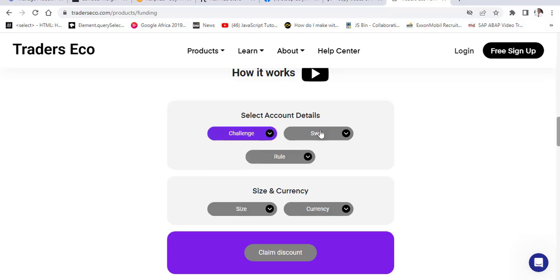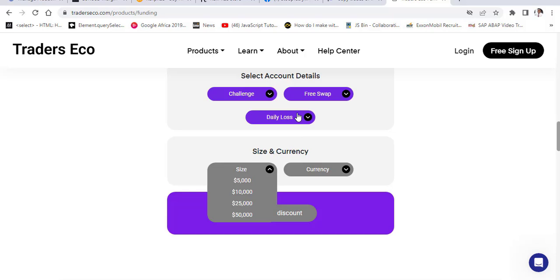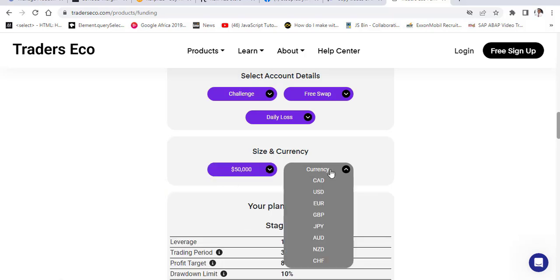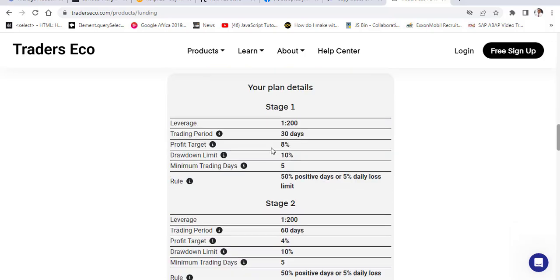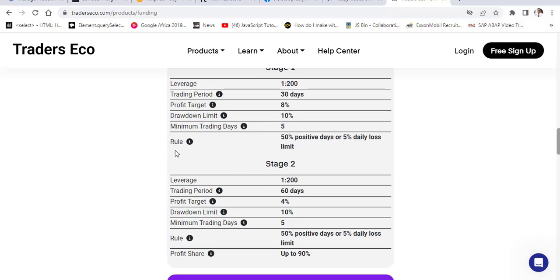The rules for the challenge, the 50K. You can either choose the daily loss or positive days, which means you must close the day with 50% of your trades in positive. I rather choose the minimum daily loss here. You can see the 50K challenge here. You can see the target is 8%. Drawdown limit is 10%. Minimum trading days is 5. Rules: 5% positive days or 5% daily loss limit. I chose the 5% daily loss limit.